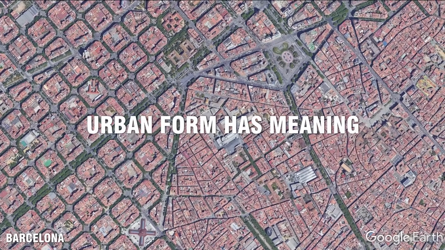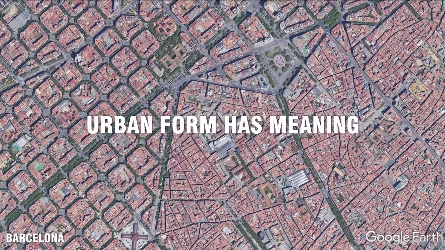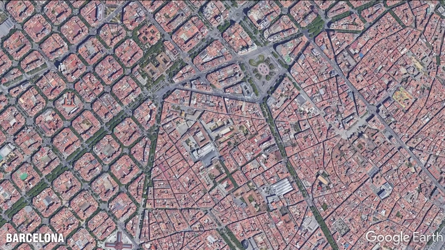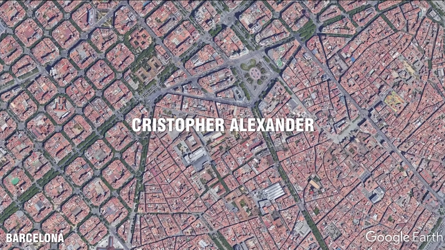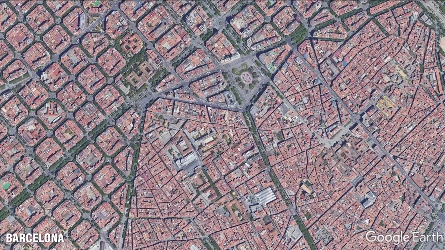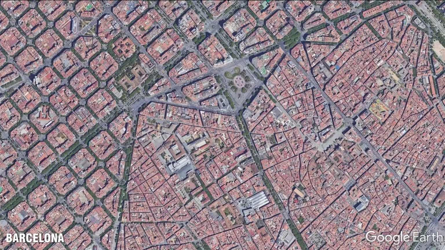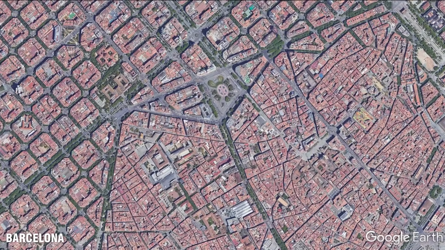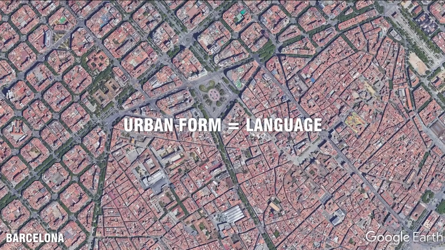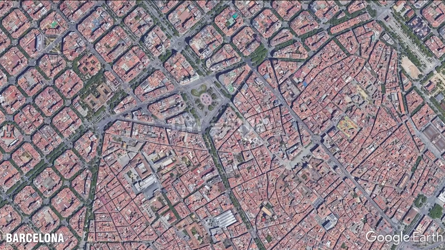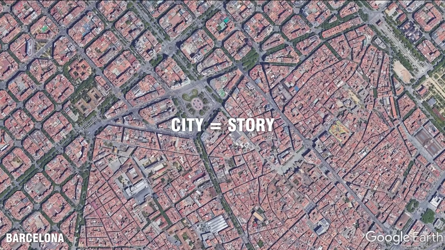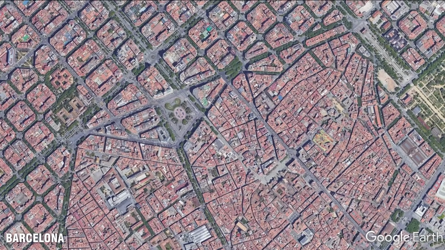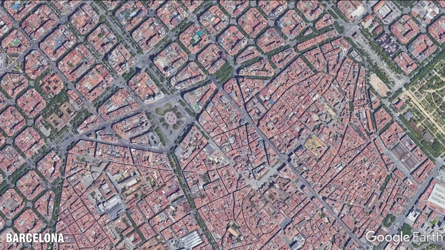Urban form carries meaning, and we can read the history of the city just by looking at it. One of the most influential architects and theorists, Christopher Alexander, claimed that certain timeless patterns create a kind of design language for architects and urbanists. Knowing that urban patterns carry meaning, we might say that urban form is a kind of language as well, and that a city is a story already written about people and their history. When we read the story, we learn about the city itself.